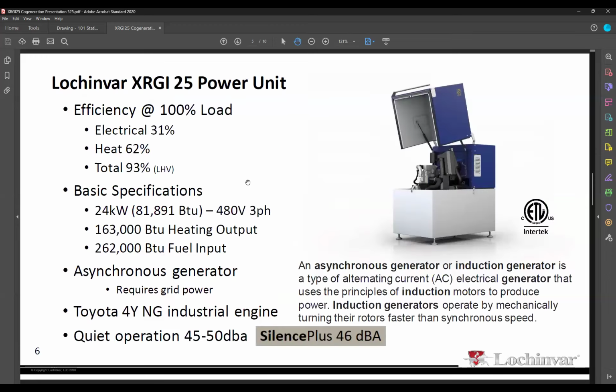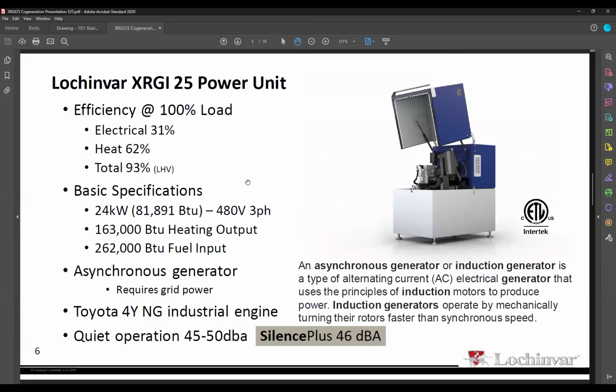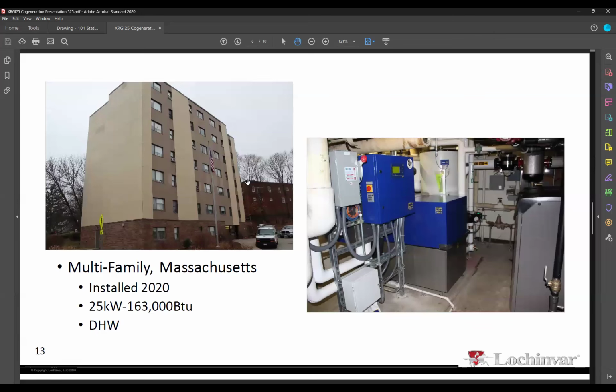So there's a lot of games with this. What I just want to show is that if you do anything like that, like cogen, you want a base load. You don't size it for the peak. You want it to just be cruising all day. And this is just the example of what we had, but it's a small unit, 24 kW, 160 MBH.